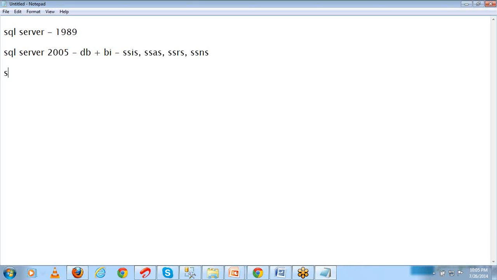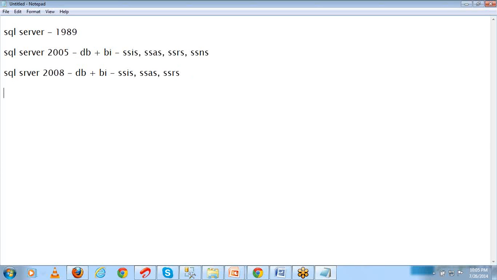And SQL Server 2008 came. This is also DB plus BI, which gives SSIS, SSAS and SSRS. They have removed SSNS. They identified that it is not required in the BI. Why? Because that's not required in the BI. There are many other tools, and many service-providing organizations are taking care of it.